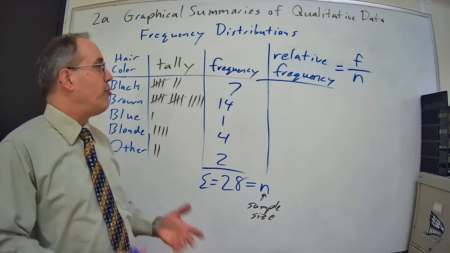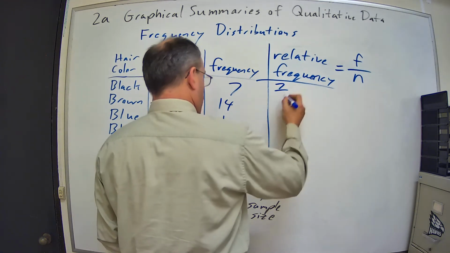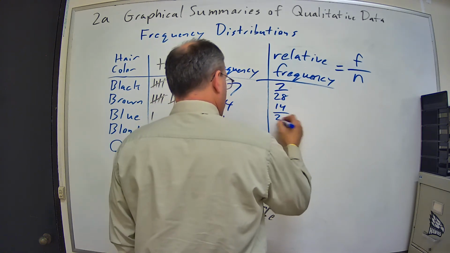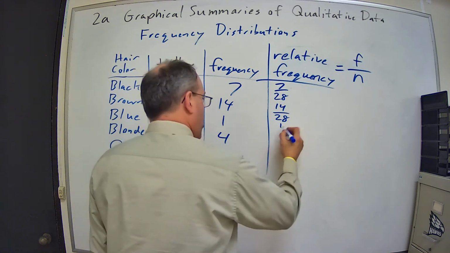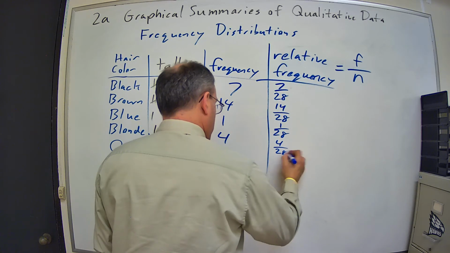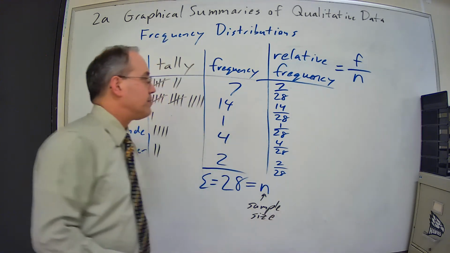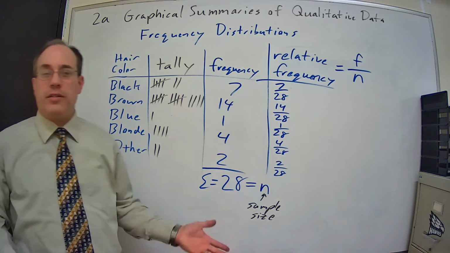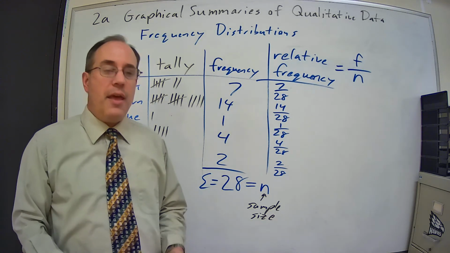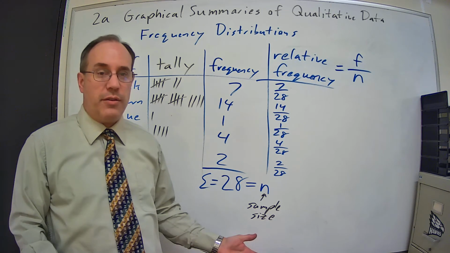So let's find the relative frequencies. Well, as a fraction, we have 7 out of 28, 14 out of 28, 1 out of 28, 4 out of 28, and 2 out of 28. So those are our relative frequencies. Well, if you're going to leave the relative frequency as a fraction, at minimum, you need to simplify the fraction.